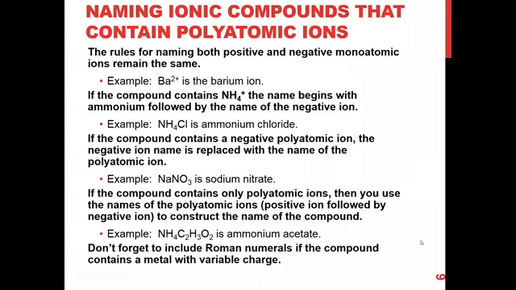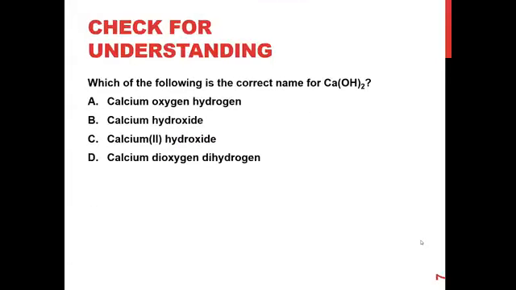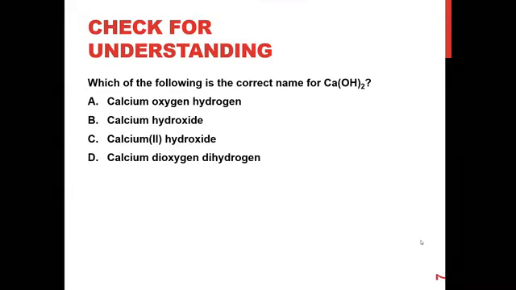It's worth pointing out that you must not forget about Roman numerals if the compound contains a metal with a variable charge. Let's look at a few examples. In this check for understanding question, we are asking which of the following is the correct name for CaOH2. Ca parentheses OH parentheses 2. Pause the video now, select your answer, and then hit play to see if you are correct.